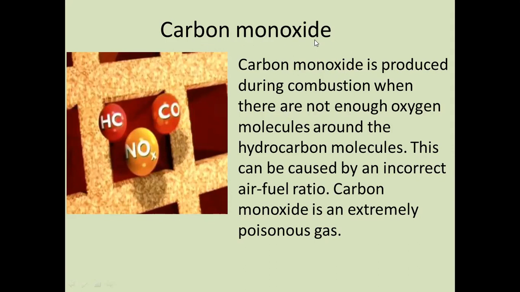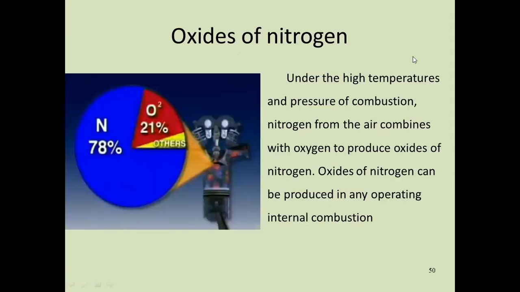Carbon monoxide is a poisonous gas, because if a human being inhales it, the respiratory system is totally affected, and diseases such as tuberculosis or carcinoma can happen in human beings. So the next emission is oxides of nitrogen.